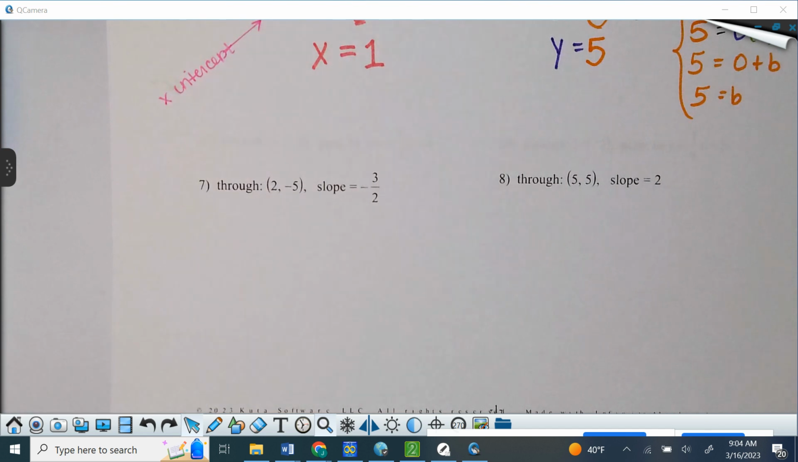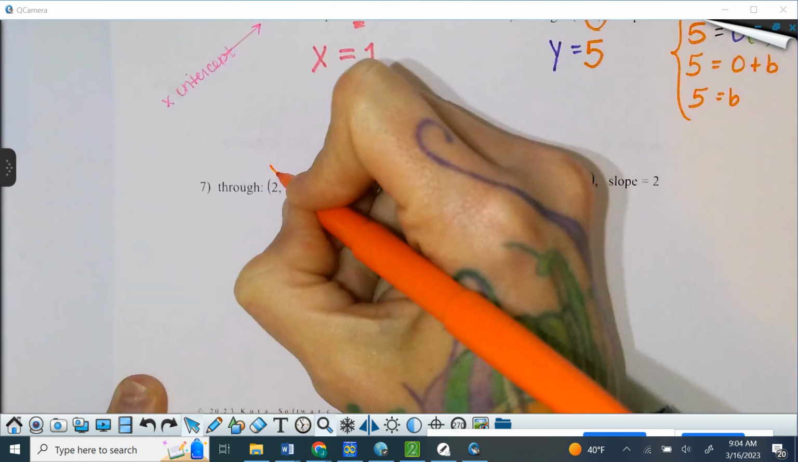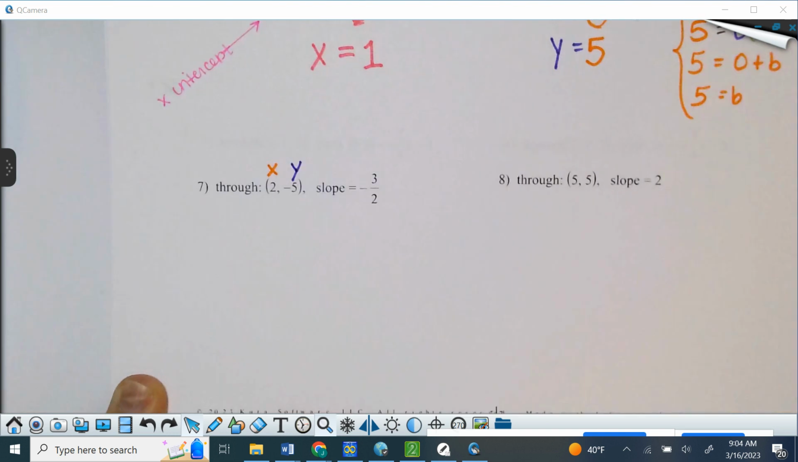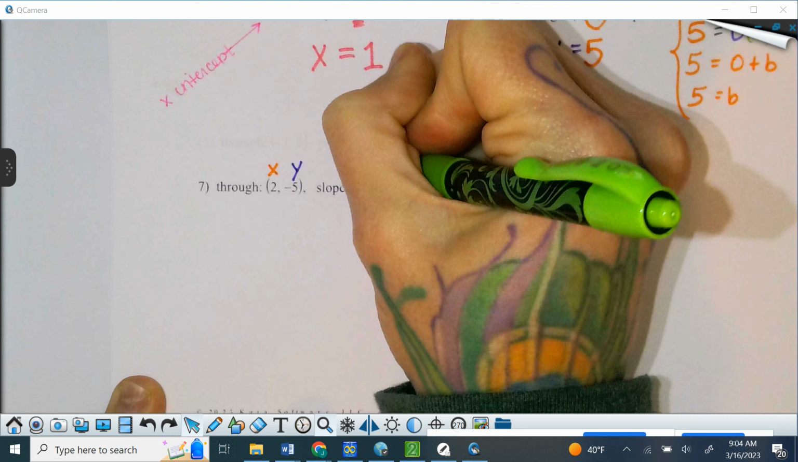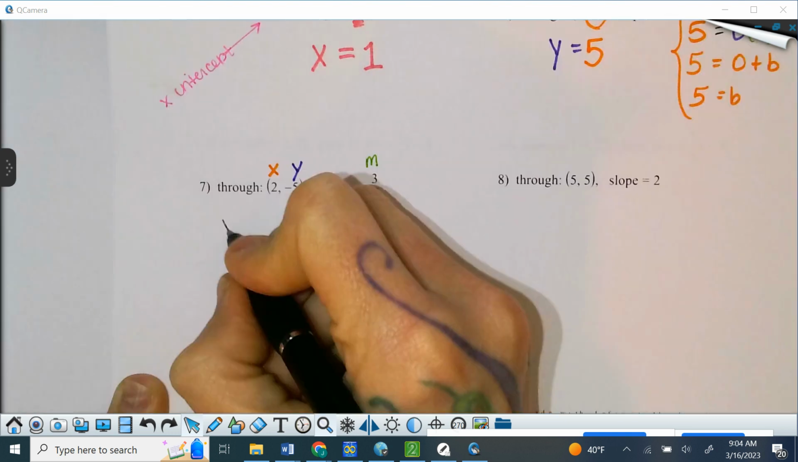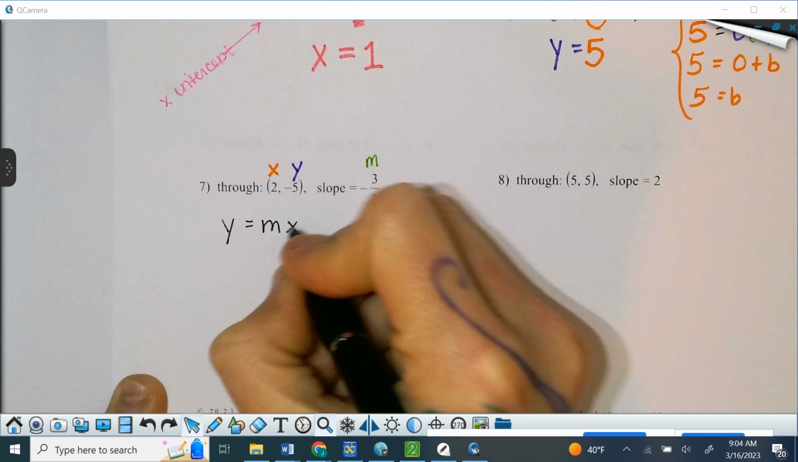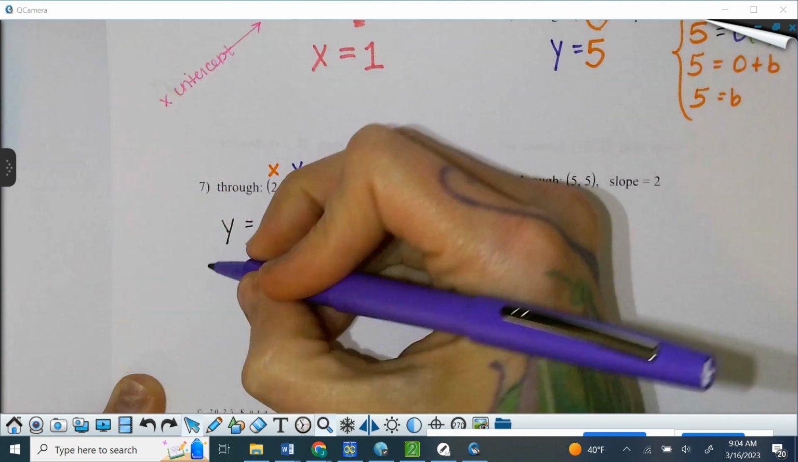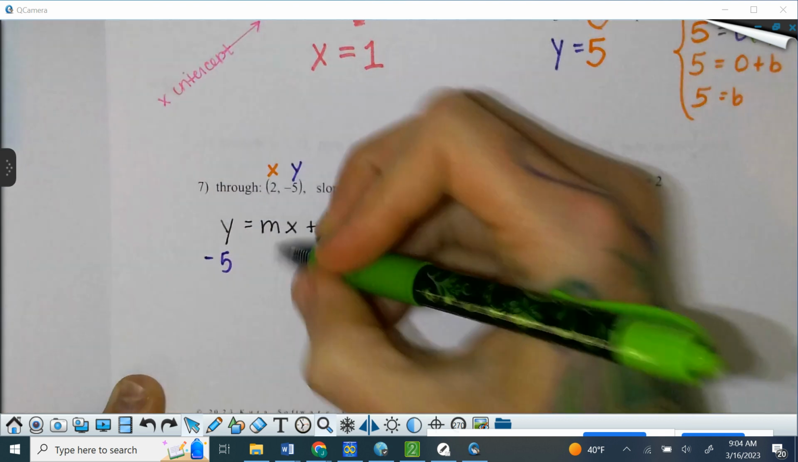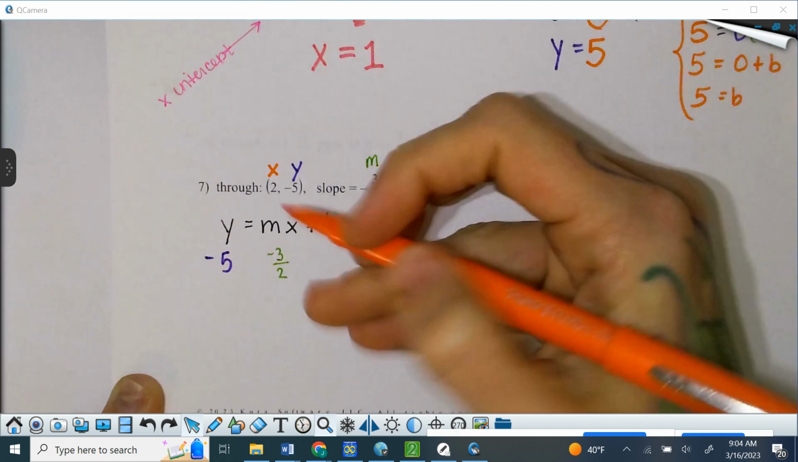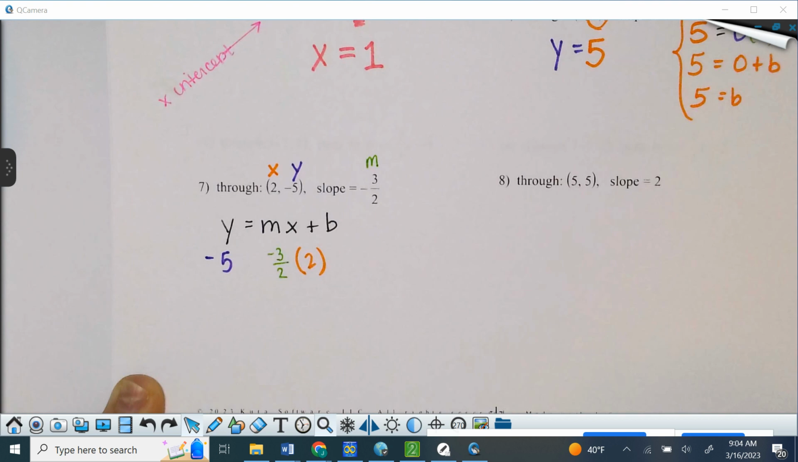All right, so I'm going to label everything x, y, m, and we're going to plug it into y equals mx plus b. So y equals mx plus b. So the only thing we're missing is our b value. So our y was a -5. Our m is a -3/2. Don't panic yet. Hopefully it's going to take care of itself. Times 2, and then we're just going to solve.